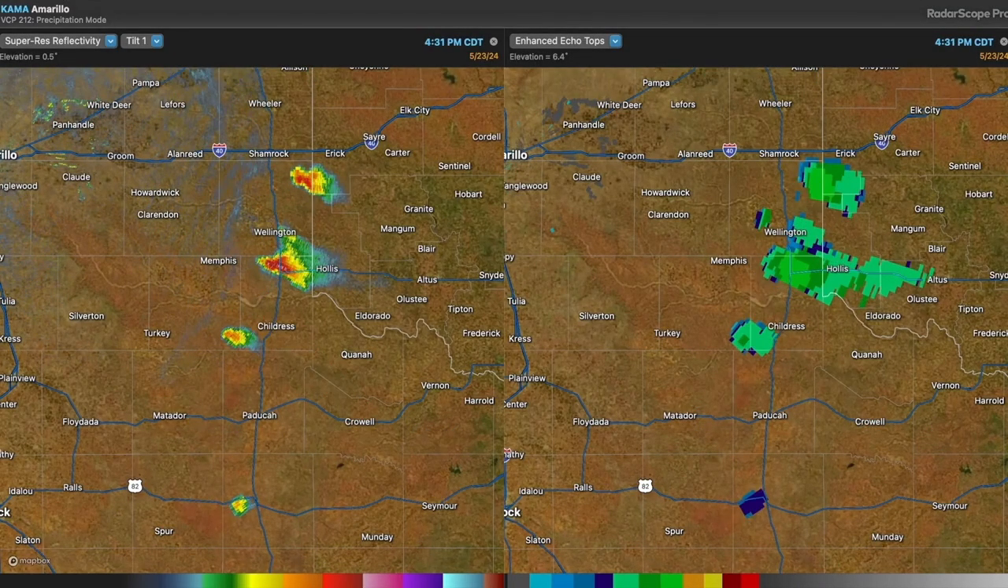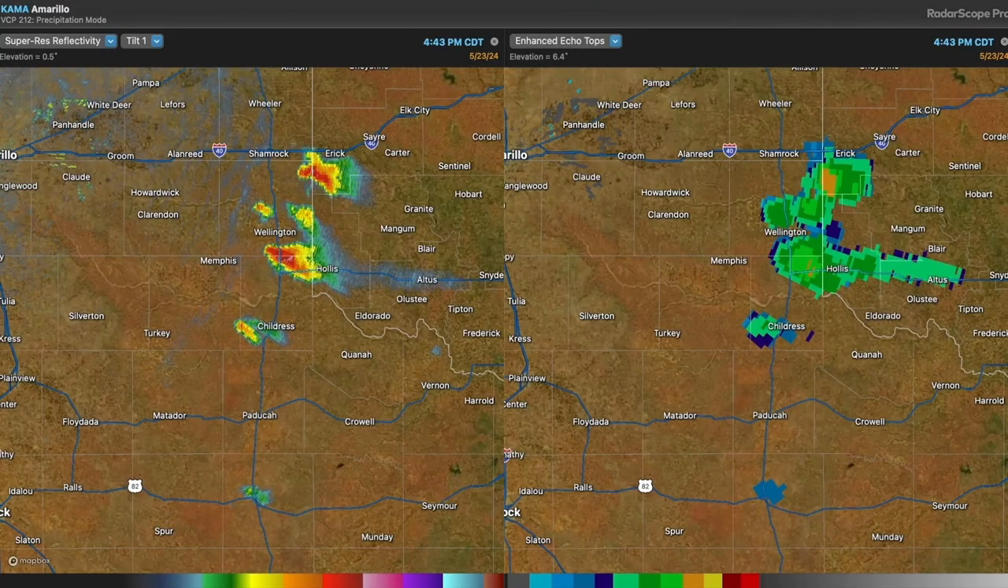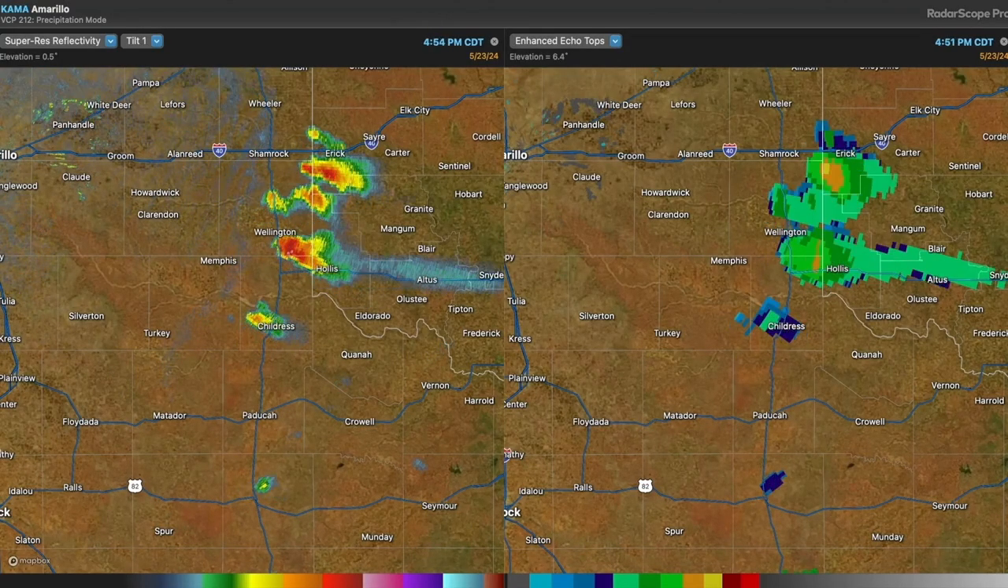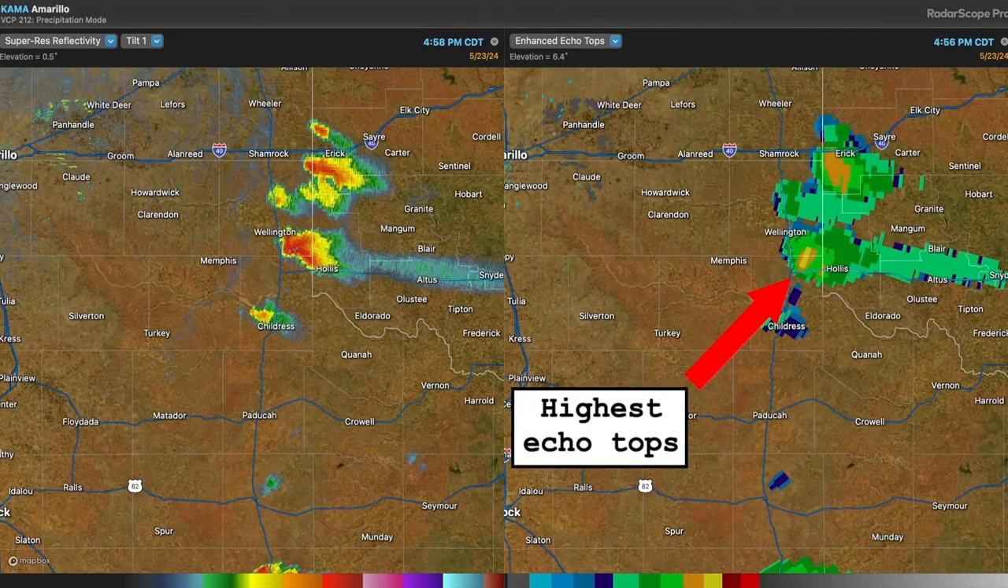After initiation, the EchoTops product can tell you which storms in a batch of young storms are the most robust and may hold the greatest severe weather potential in the near term.